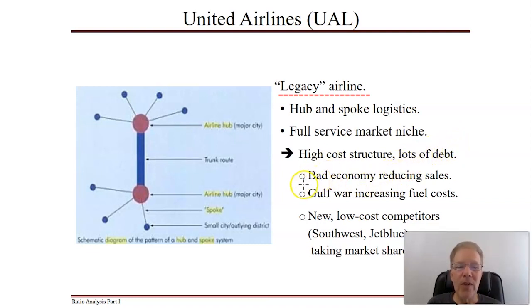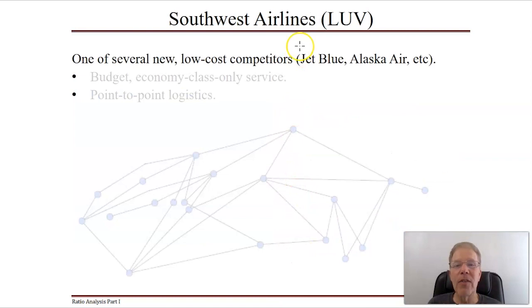Okay, so what else was happening? In general, the bad economy was definitely reducing sales. The Gulf War, as we talked about, was increasing fuel costs. And also these legacy airlines were getting hammered by some new low-cost competitors. Southwest was one of them. JetBlue was one of them. And they were taking market share big time. So let's talk about Southwest and why it was able to take market share and how it was doing.